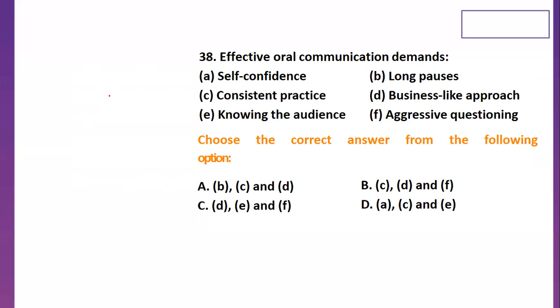So from that sense, if you go with elimination, obviously the right answer will be option number D, that is self-confidence. Yes. Long pauses, so B, definitely long pauses is not a part of effective communication. Consistent practice. Yes. Business-like approach. No, it is not a commercial way. Knowing the audiences. Yes. Aggressive question. So B and F. If you eliminate B and F, it is there in most of the options which are very strong. Your right answer will be option number D.